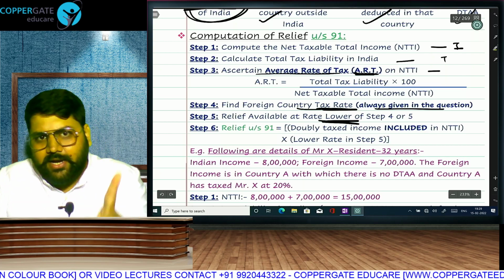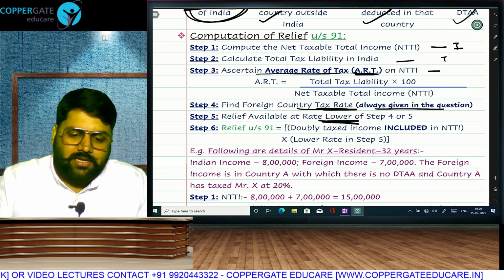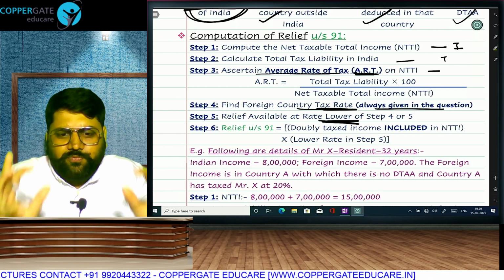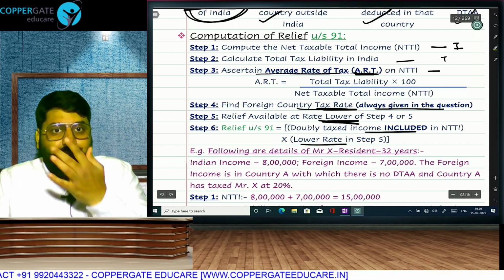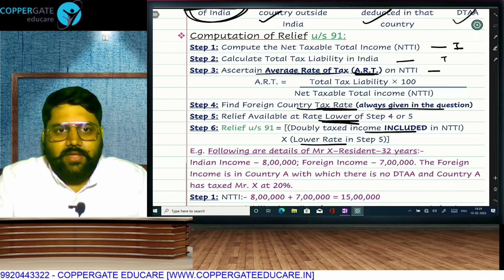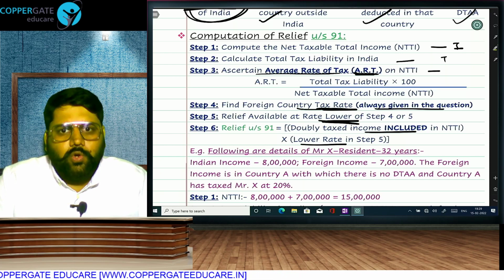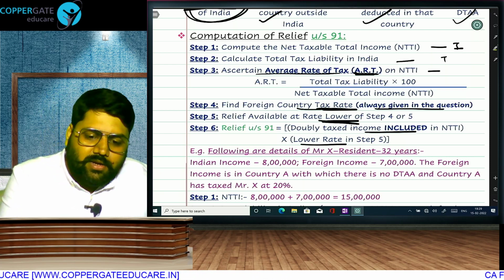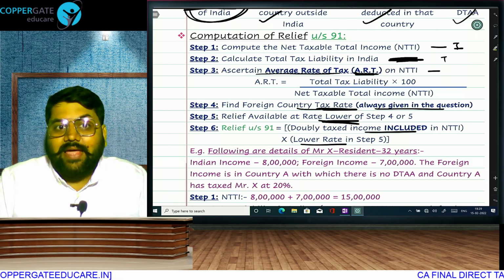Select the lower. So, Indian total income, Indian total tax, but find out the average rate because we have slabs. Compare it with the foreign rate. Indian rate or foreign rate, whichever is lower. That lower rate you apply on the doubly taxed income included in NTTI. That will be your relief. And that you subtract from the tax liability that you have calculated here. That will give you your final tax liability.